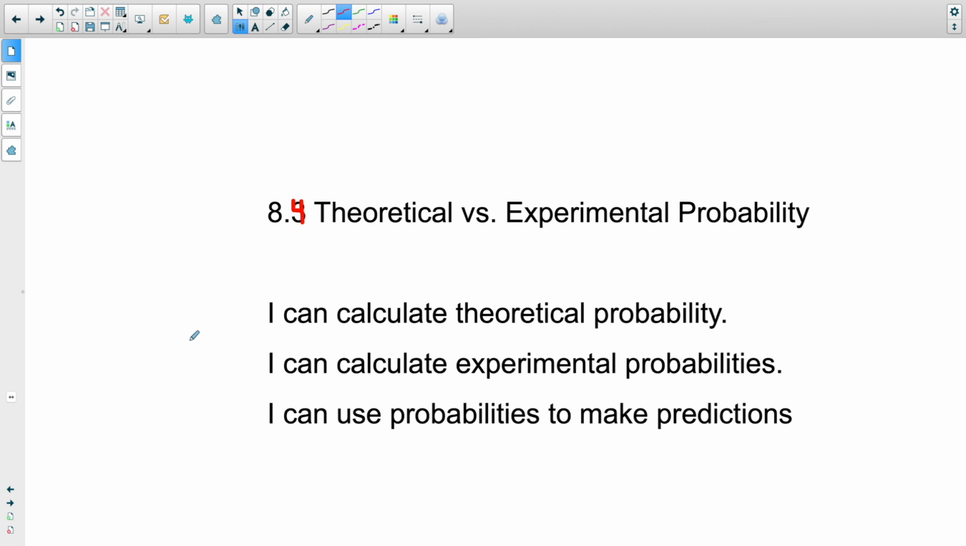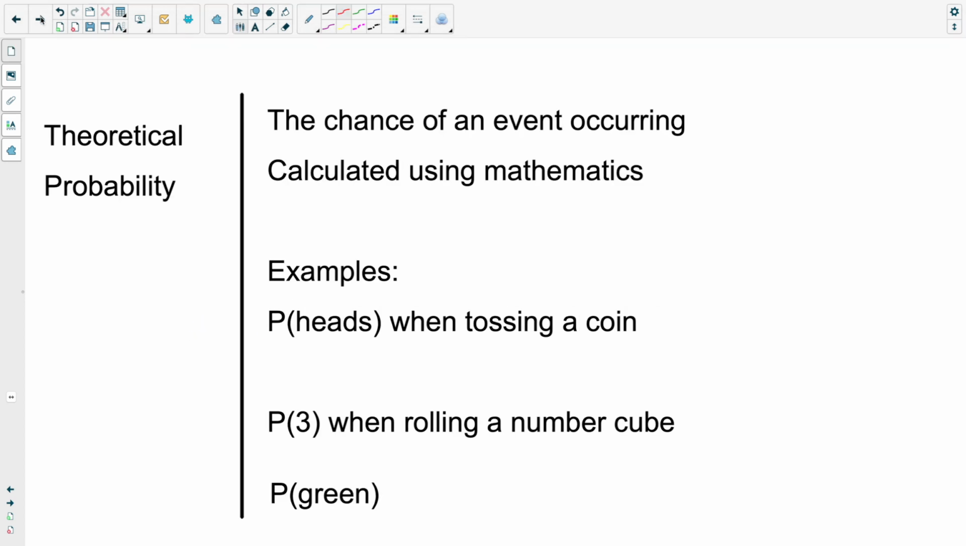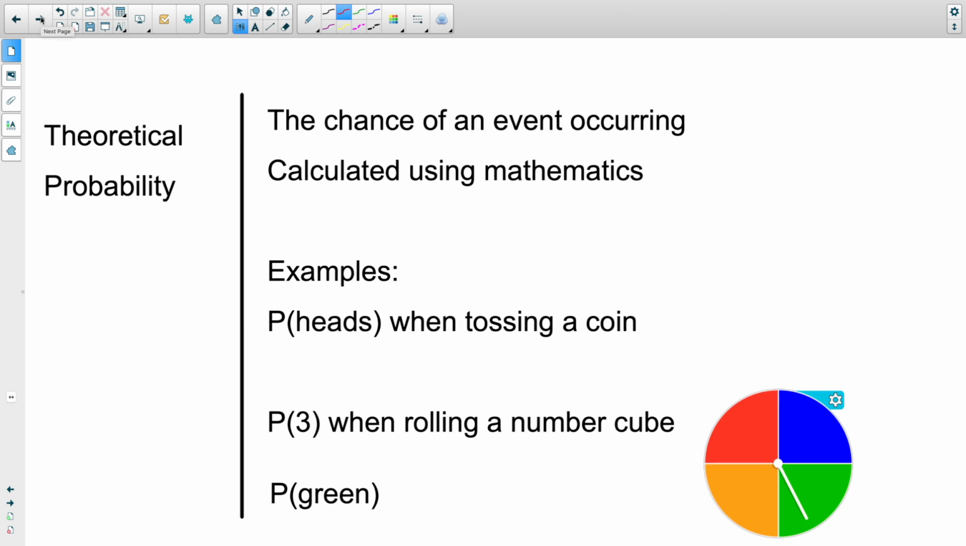We're going to calculate theoretical probability and calculate experimental probability, and then also use probabilities to make predictions. So, what is theoretical probability? Everything we've done so far has really been theoretical probability. It's a chance that something's going to happen. We calculate it using math.